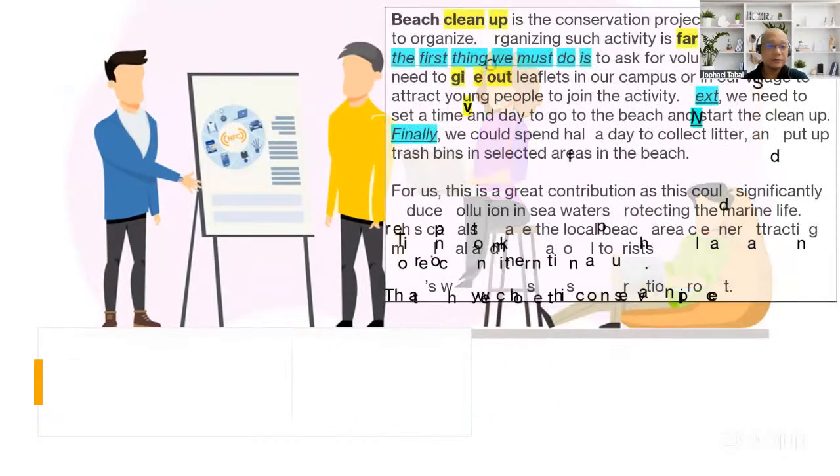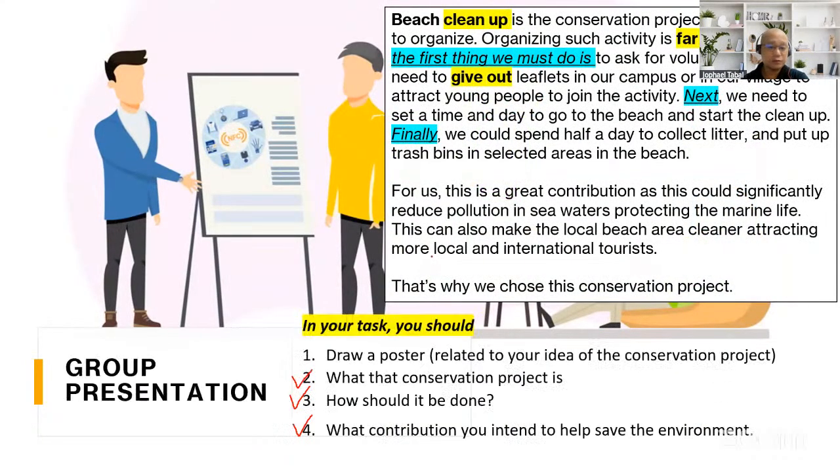And we have to skip task number one, which is to draw. So all you need to do is complete tasks two, three, and four. For task number two, you have to think what conservation project that is, how that project should be effectively done, and what contributions you intend to make to help save the environment.